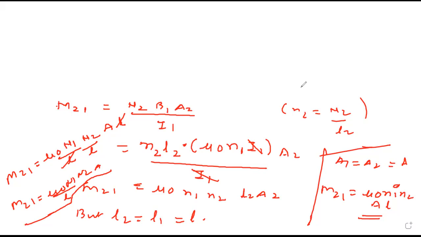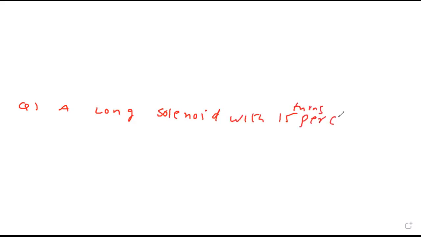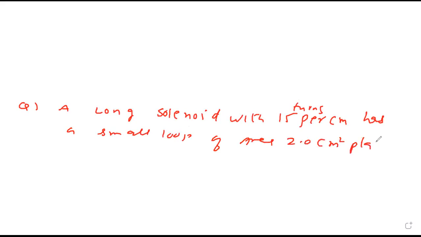Mu naught N1 N2 into A by L. A long solenoid with 15 turns per centimeter has a small loop of area 2 centimeter square placed inside the solenoid, normal to its axis.